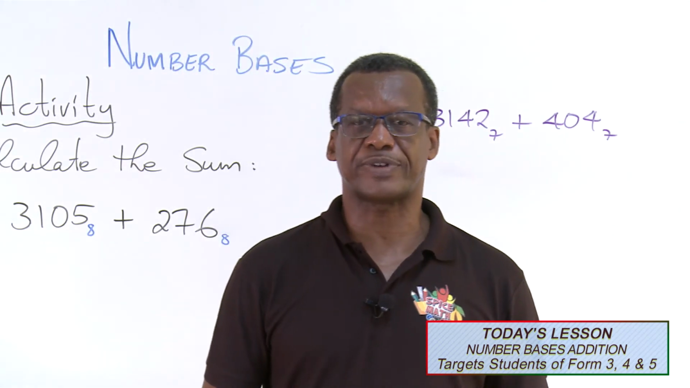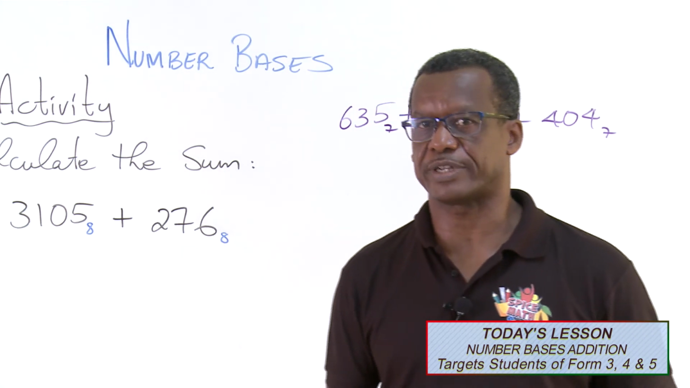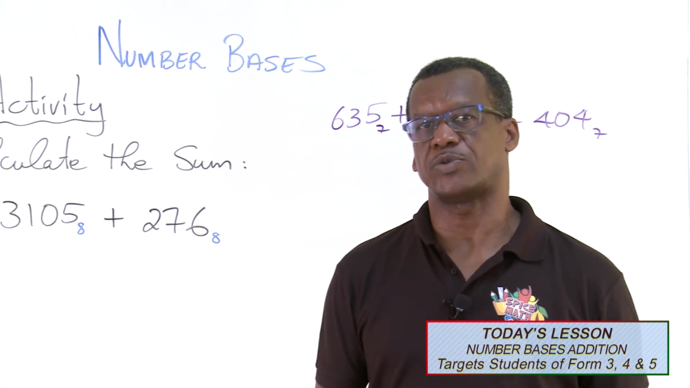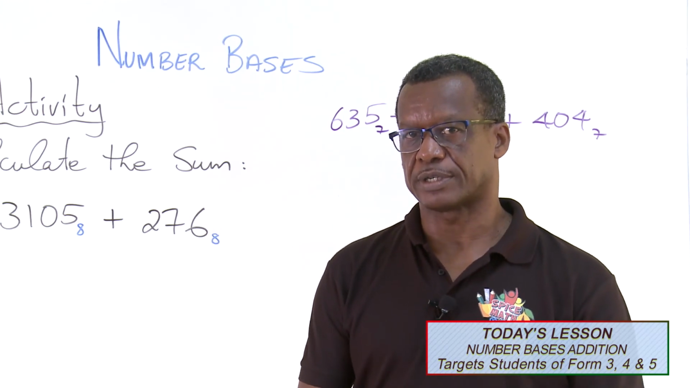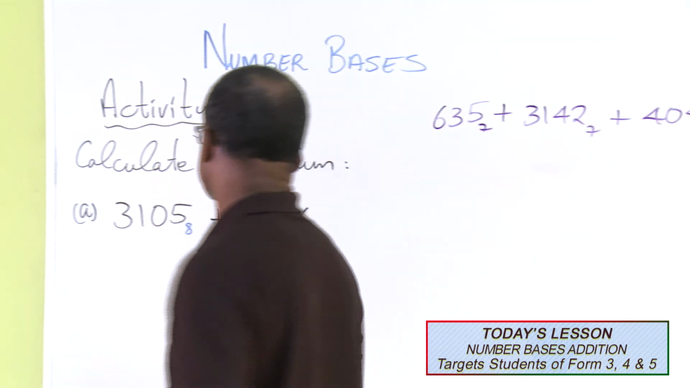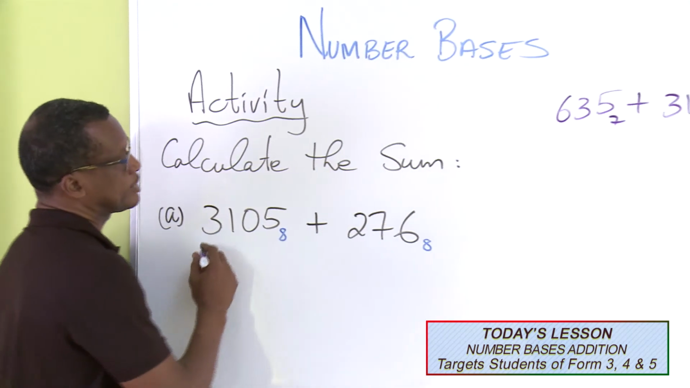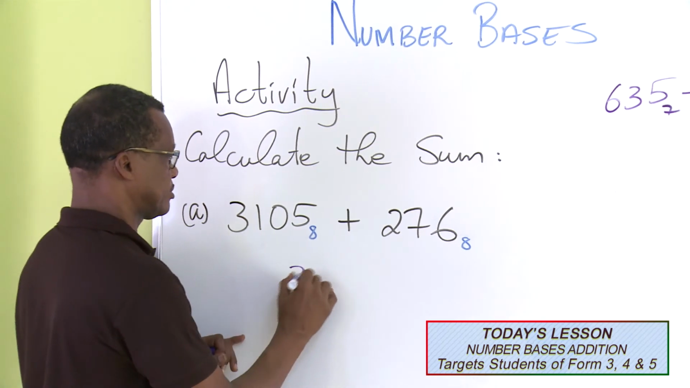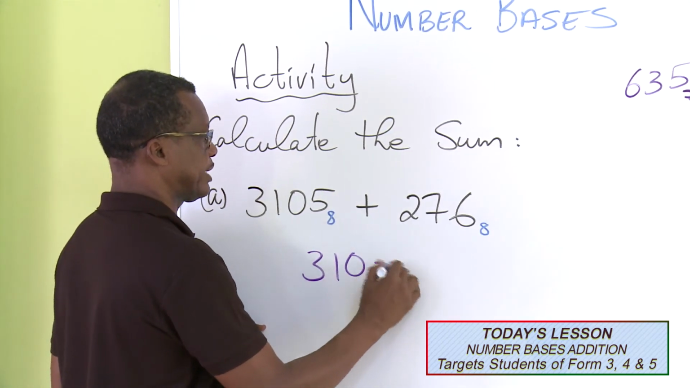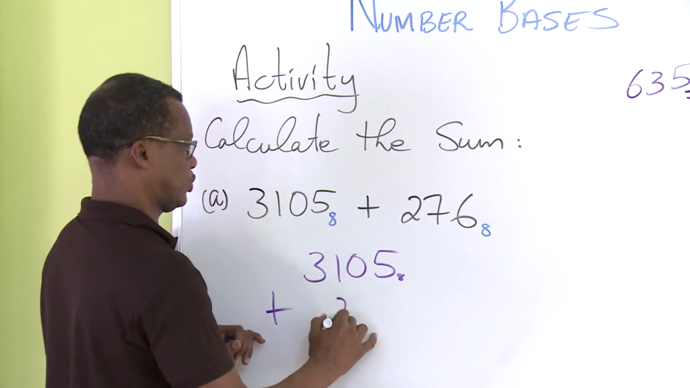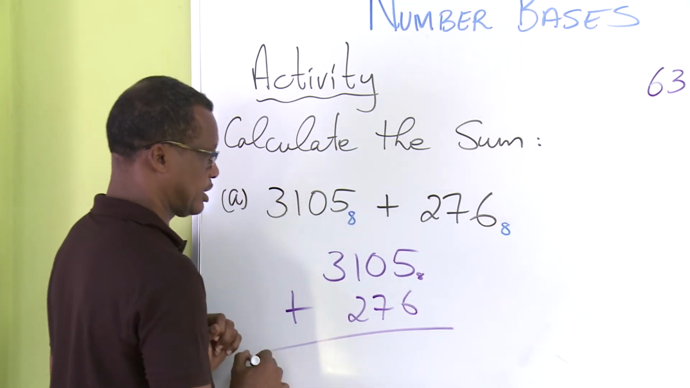Okay, so now that you've had your time to practice, we're going to do part A and part D quickly. And you can check your work as we go along to ensure that you're on the right track. Number 1, let's add. So let's put it down. 3105 base 8 plus 276 base 8.